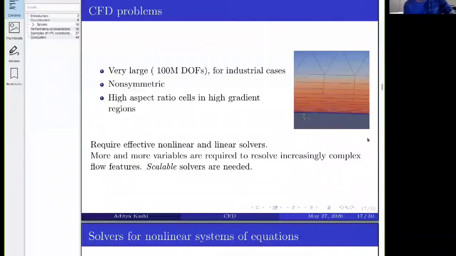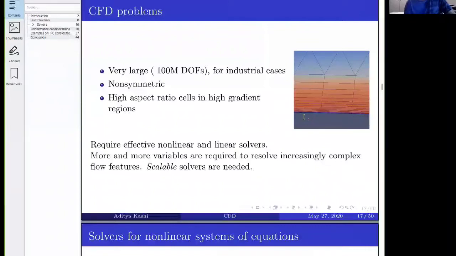If this aspect ratio is not perfectly matched to the flow, then it leads to ill conditioning, and we need good methods to solve the problem then. So essentially we require nonlinear and linear solvers which are effective. One of the key points that I want to emphasize is that more and more variables are required to resolve increasingly complex flow features. For instance, decades ago, the state of practice in CFD was just to solve the inviscid flow equations and to ignore initially the effect of viscous forces, then add them later at a different stage, and then go back to the inviscid simulation and so on.